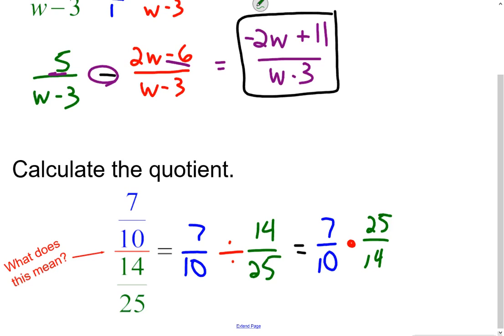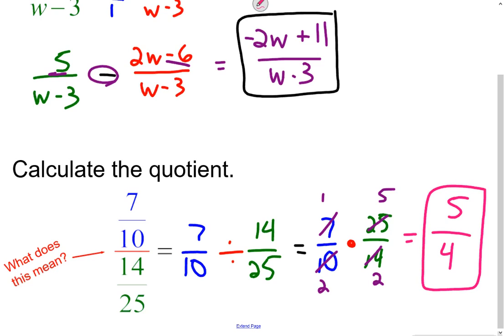And now it's a matter of multiplying. I always like to simplify before I multiply. I recognize that 7 and 14 both have a factor of 7 in them, so I divide those out. I notice that 10 and 25 both have a factor of 5 in them. Divide the 5s out, and we end up with 2 from the 10 and 5 from the 25. And now I can multiply. The 1 times 5 in the numerator is 5. The 2 times 2 in the denominator is 4. And I just found that 7/10 divided by 14/25 is 5/4.